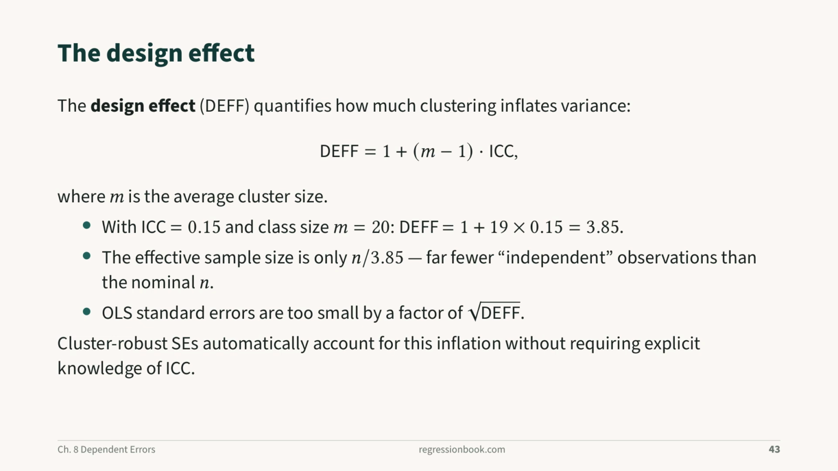The design effect turns the correlation into a multiplier. 1 plus average cluster size minus 1 times the intra-class correlation. The worked case: correlation 0.15, classes of 20, design effect 3.85, effective sample size the nominal count divided by nearly 4, ordinary standard errors too small by a factor of 2. Cluster robust standard errors absorb all of this automatically.